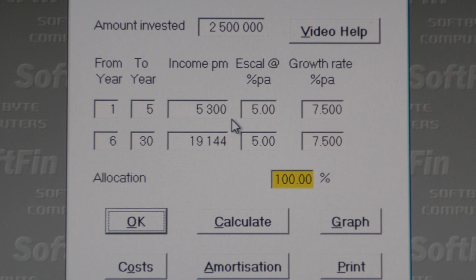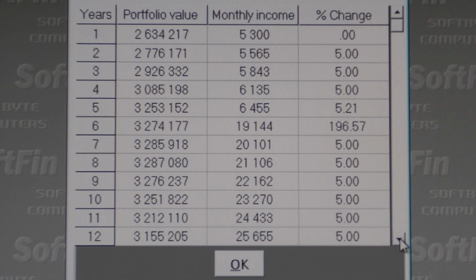If we click on the amortization button, we can see that the annuity is giving us the income we asked for and escalating the income for the first 5 years. This means the income we draw is 5% more than we drew the previous year. Drawing less money initially means there is more capital left in the fund, so the capital grows at a higher rate.